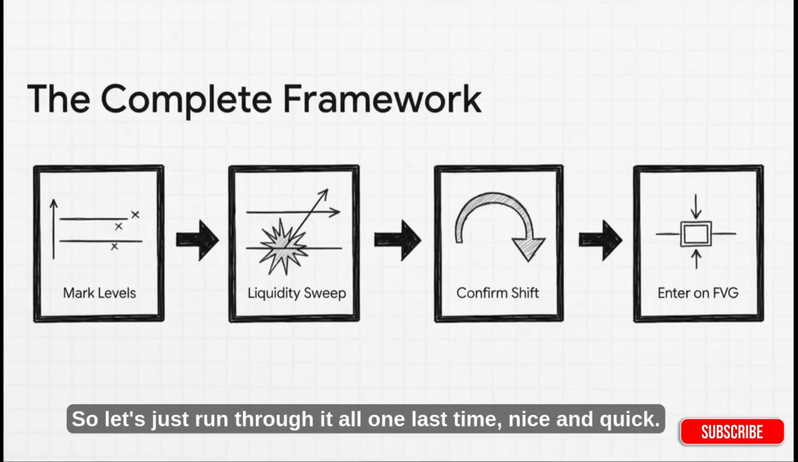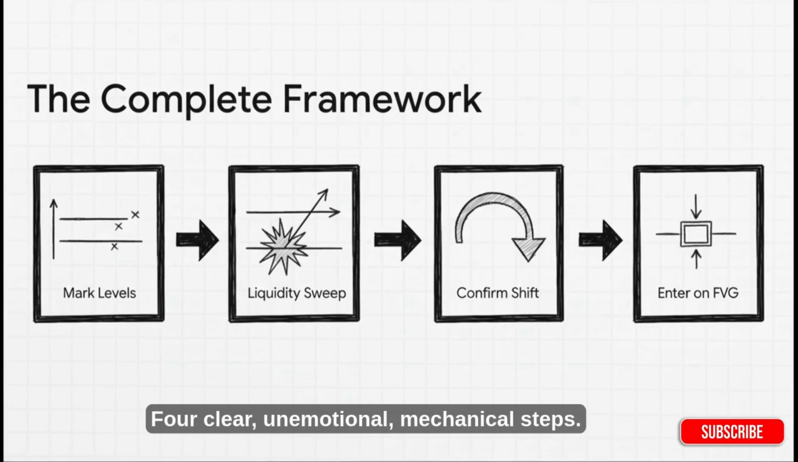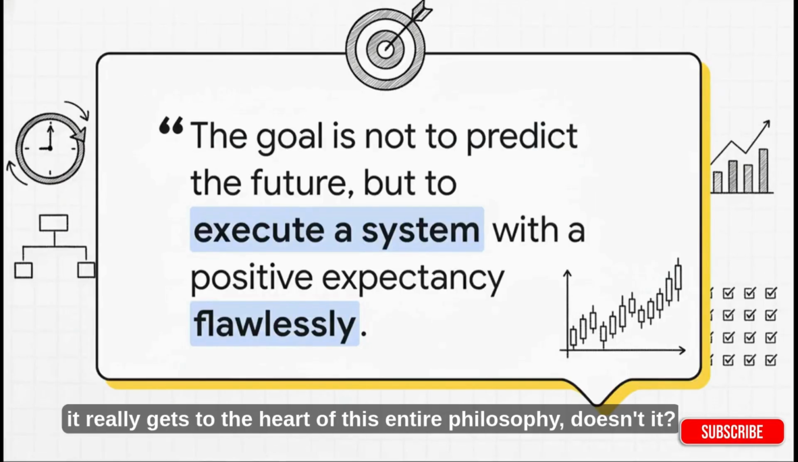So let's just run through it all one last time, nice and quick. You mark the high and low, you wait for one to get swept, you confirm the reversal with a market structure shift, and you enter when price comes back to a fair value gap. 4 clear, unemotional, mechanical steps. That's it. And this quote, it really gets to the heart of this entire philosophy, doesn't it?